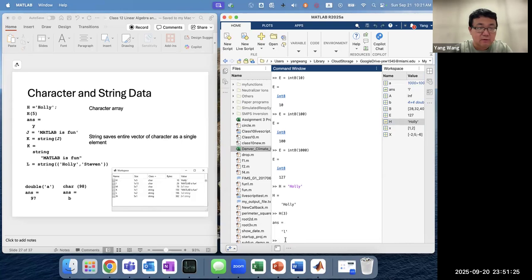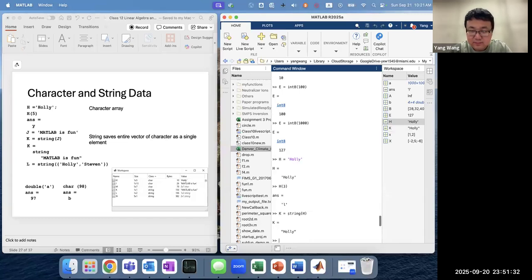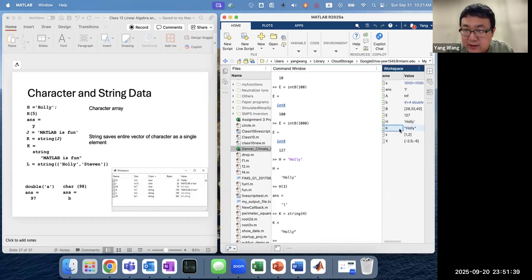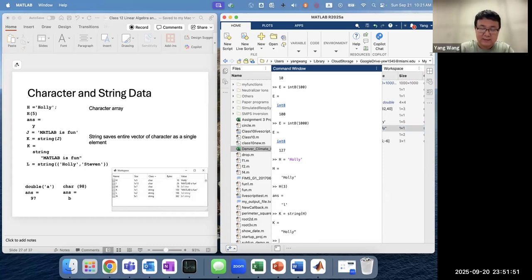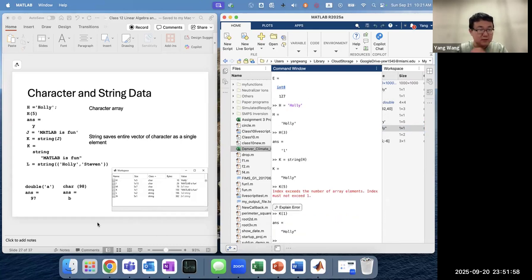But then actually you can convert this holy into a string. So let's say K equals string of H. So now K, you can see that now it's in the double quotation sign, right? And then if you check the data type of K, it became 1 by 1. So this is now a single element array, right? That has the class of string. Okay, so basically now you cannot access K of 5 anymore. You can only access K of 1, which is the holy, right? So you see the difference.